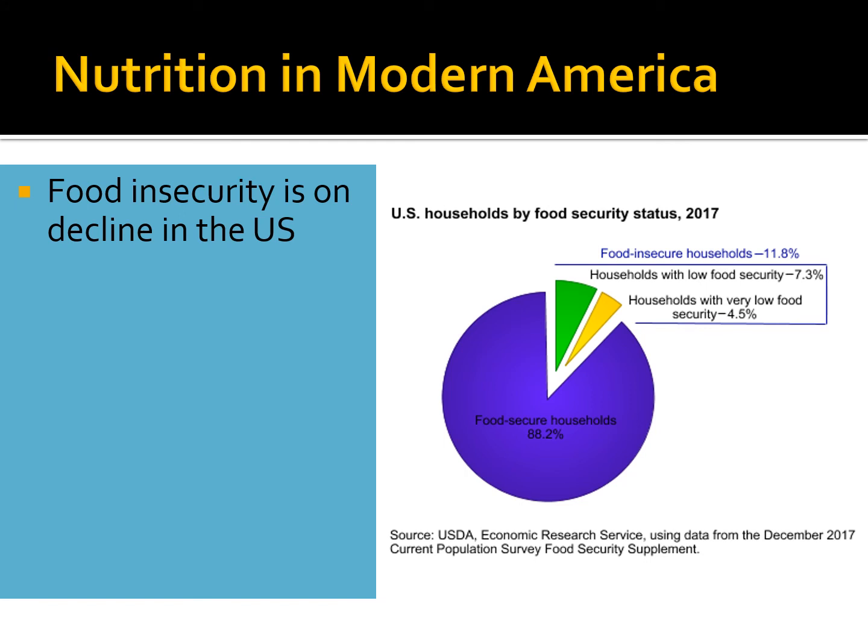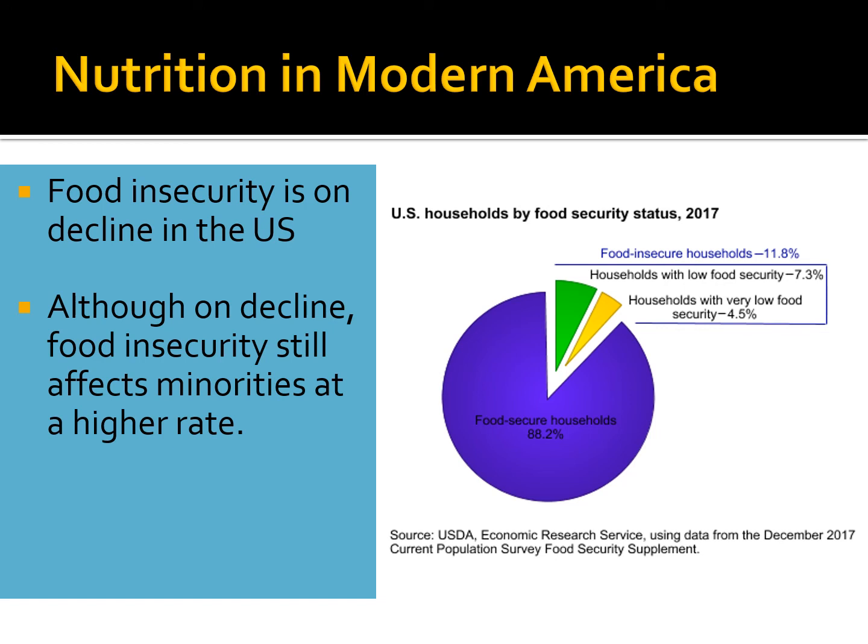So food insecurity in general is on a decline in the U.S., right? Although on a decline, food insecurity still affects minorities at a higher rate. And food insecurity is often cyclic, right? So this whole notion that you don't have or you're afraid that you don't have enough to eat runs on a cycle throughout your life, right? Which really goes back to show you it relates much to our evolutionary history, right? There are times of plenty and there are times of scarcity.